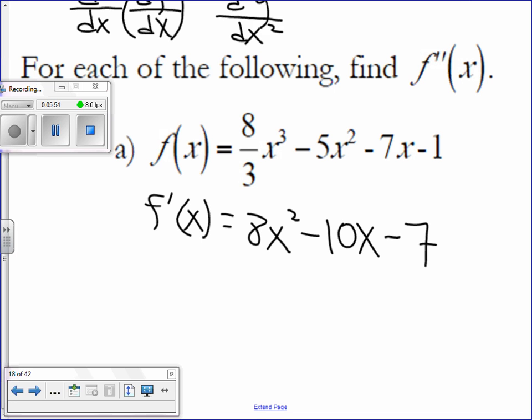Okay. Does everyone agree that that would be the first derivative? Okay. Then the second derivative will just be the derivative of that. So f double prime of x equals 16x minus 10, and that's it.